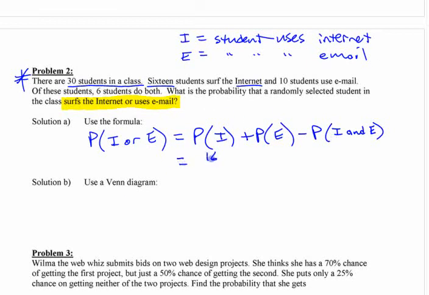This says 16 out of 30. This is 10 out of 30. So it's not 26. You have to subtract the overlap here, and that gives 20 out of 30, right? Because there's those 6 that do both.